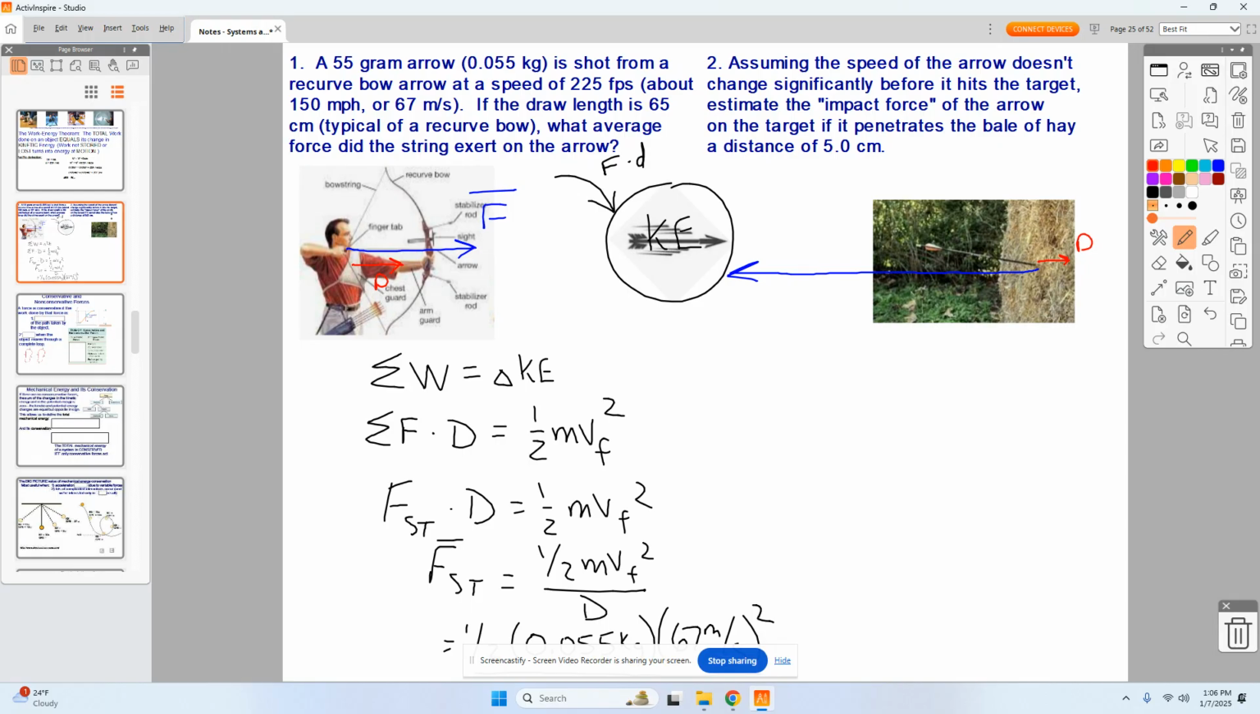Can you go through and try to calculate that? What is the average impact force for that arrow on the bale of hay? You try it.